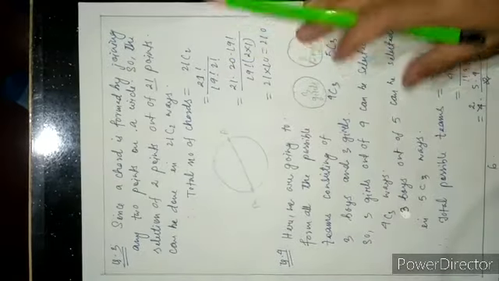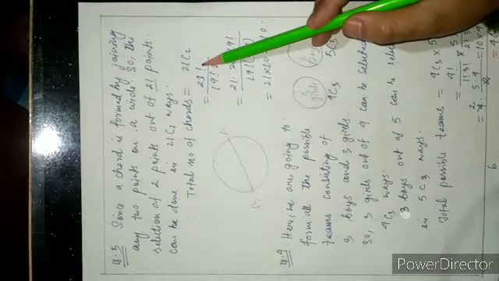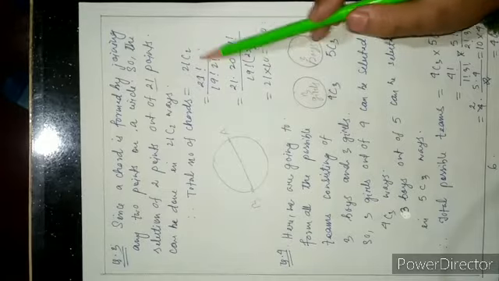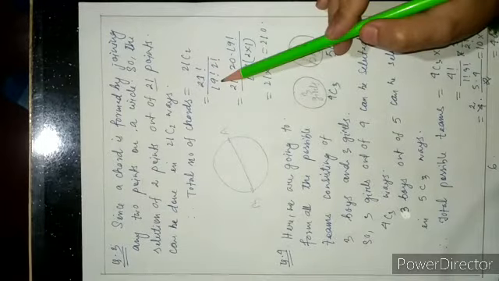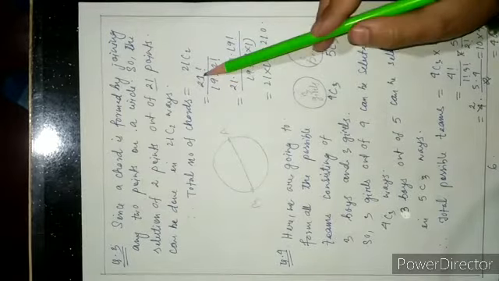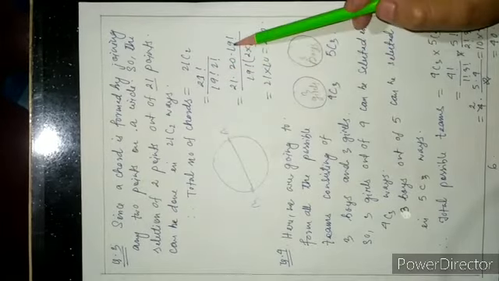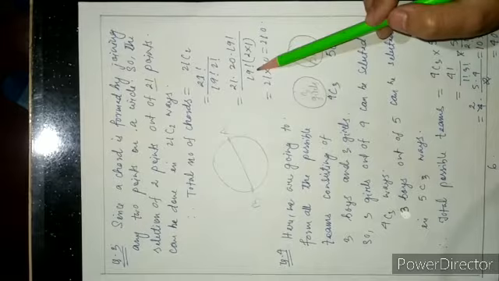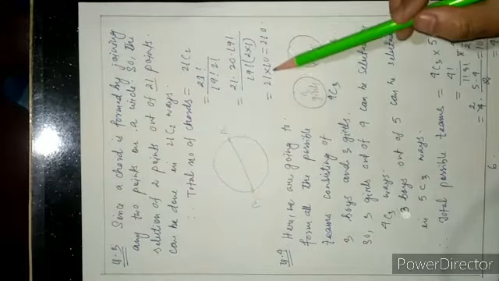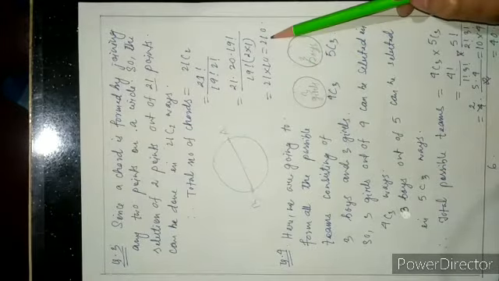21C2, which is equal to 21 factorial divided by 2 factorial into 19 factorial. Reducing 21 and 19, we get 21 into 20 into 19 factorial divided by 19 factorial into 2 into 1. 21 into 10 is equal to 210.